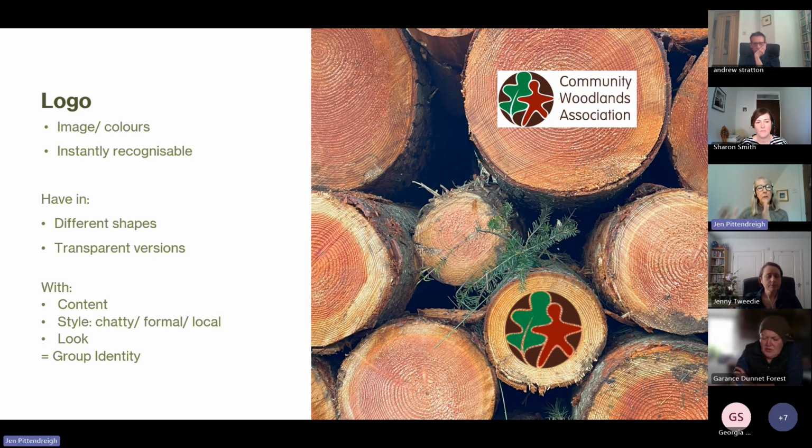And so along with your logo, with the content of your communications, the style that you have, whether you're being chatty or formal or using local dialect or references or whatever, the look of your communications all builds up to your group identity. So you start to build up your recognition with your audience, which I think has got to be a good thing.